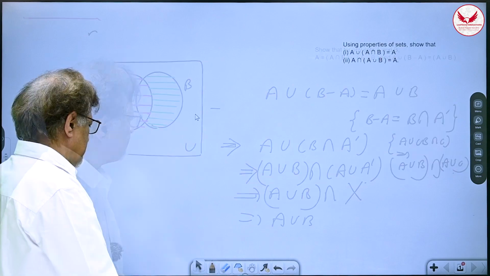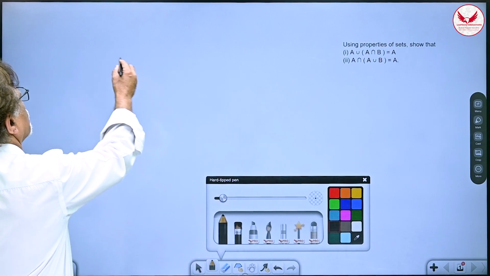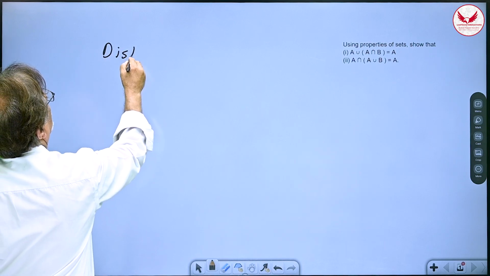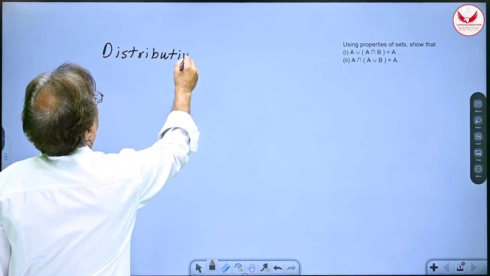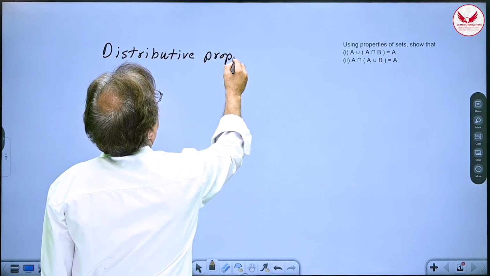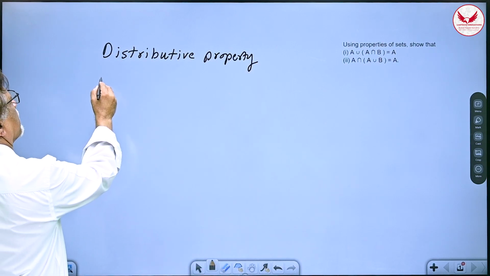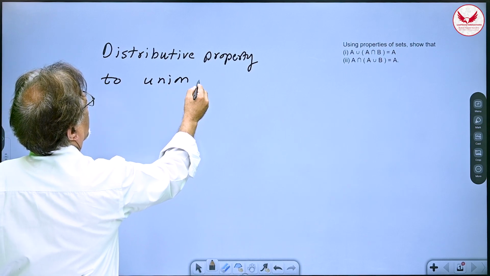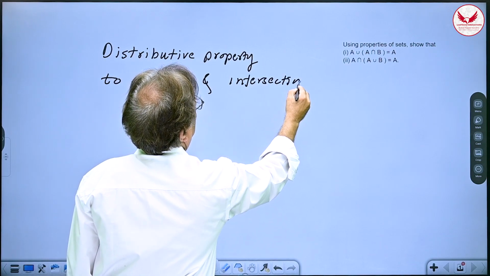Note that we have learned two properties. One is called the distributive property, as they call it. This distributive property applies to union as well as intersection. What are these properties?